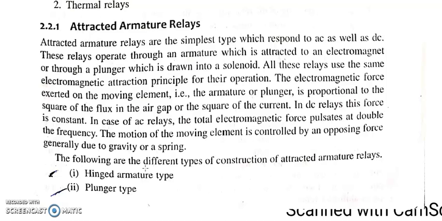For DC, the force is constant. If this relay is used for AC, then the force is variable or pulsating. And here the opposing force is due to the spring or gravity on the moving part. Let us see its working by looking at the hinged armature type relay on the next page.